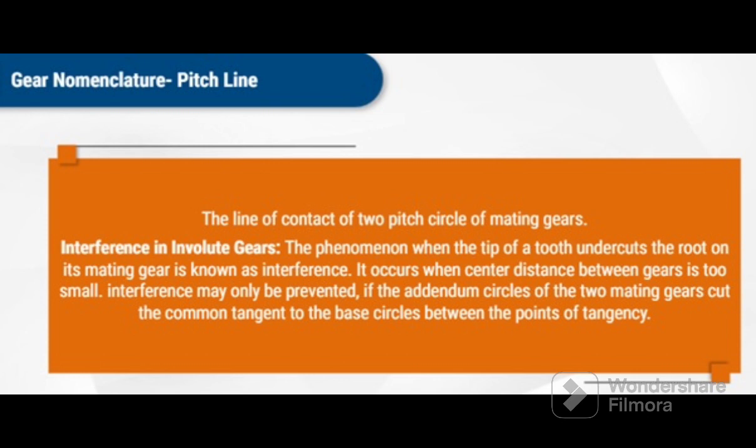And what is interference in involute gears? The phenomenon when the tip of a tooth undercuts the root on its mating gear is known as interference. It occurs when the center distance between gears is too small. Interference may only be prevented if the addendum circles of the two mating gears cut the common tangent to the base circles between the points of tangency.